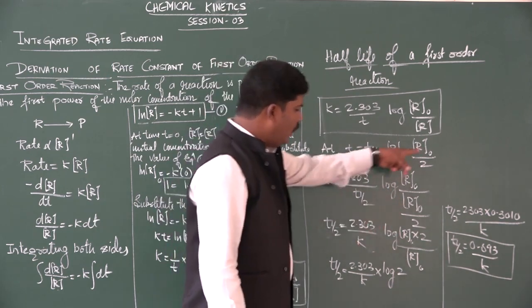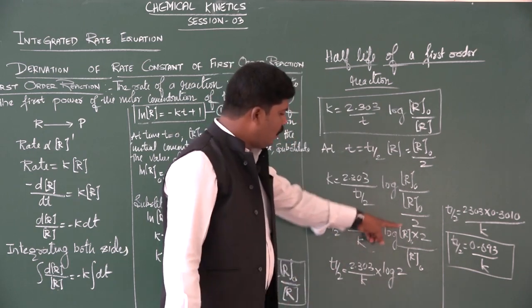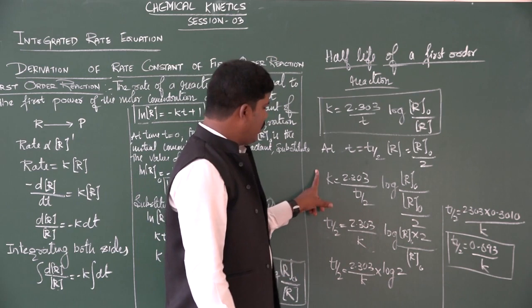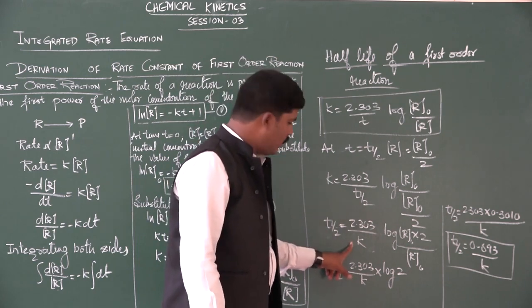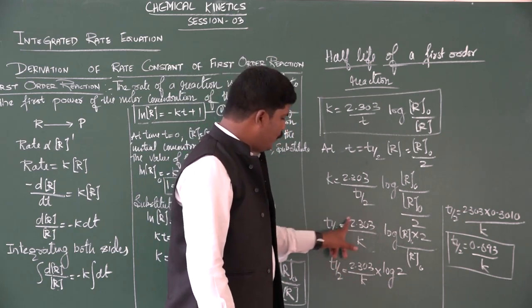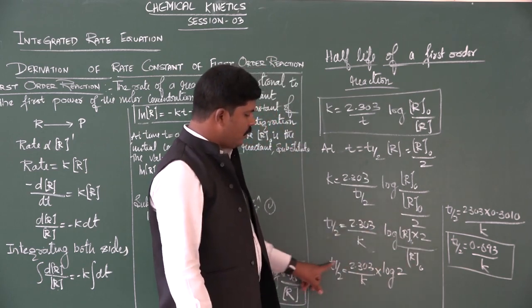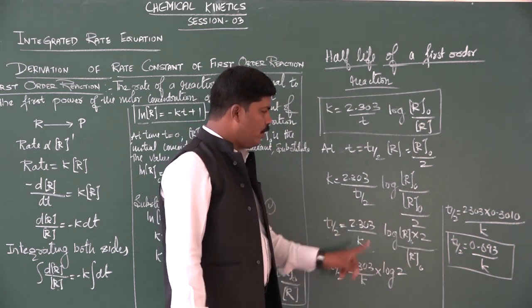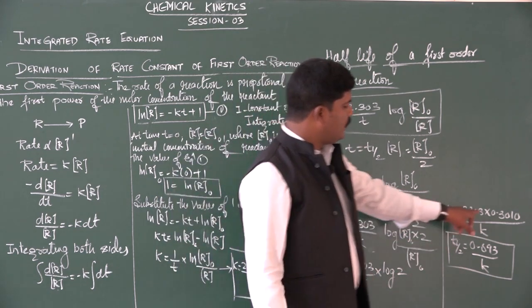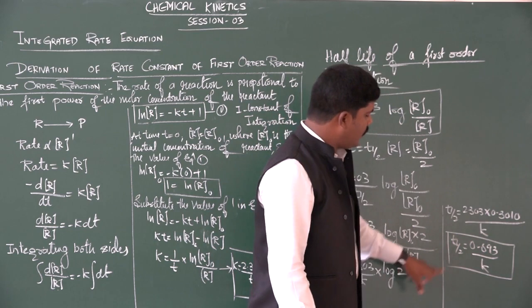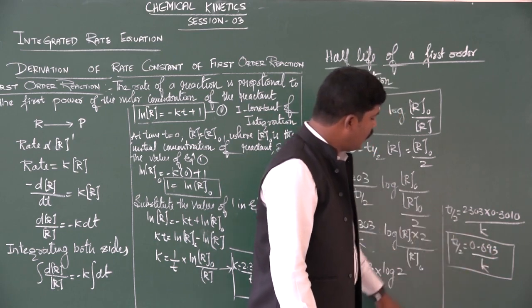Now, this r naught goes to numerator, r naught and r naught get cancelled, t half goes by cross multiplication, k comes to denominator, t half is equal to 2.303 by k log 2. Log 2 value is 0.3010. So, t half is equal to, when you multiply the numerator, it becomes 0.693 by k.